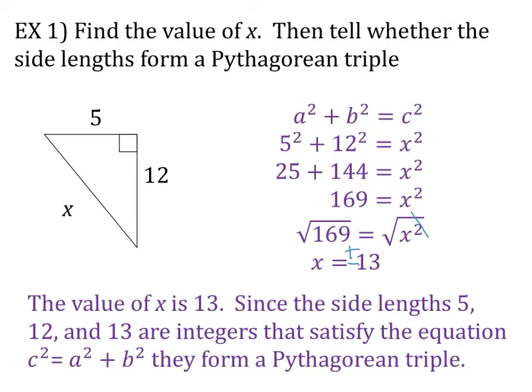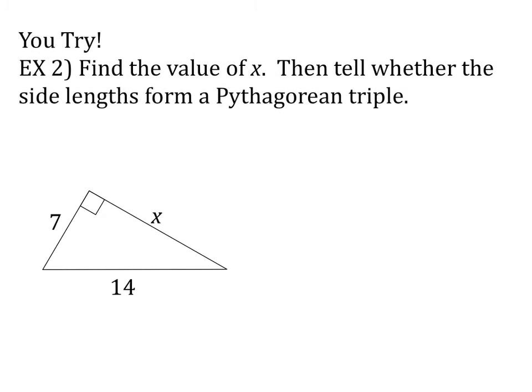All right, since the value of x is 13, the side lengths 5, 12, and 13 are integers that satisfy the equation c squared equals a squared plus b squared. So it does form a Pythagorean triple. All right, now pause the video here to try it on your own. Example number 2, find the value of x, then tell whether the side lengths form a Pythagorean triple.